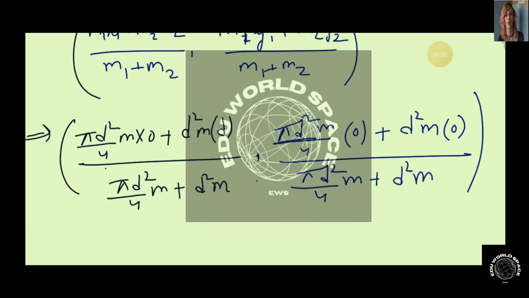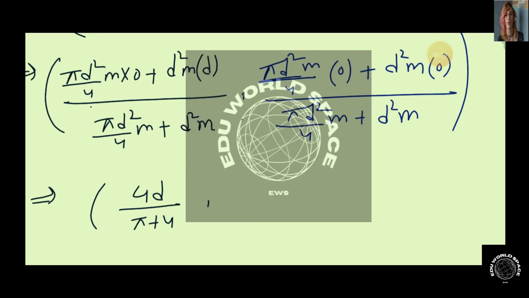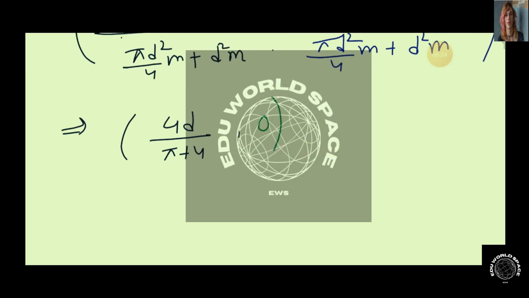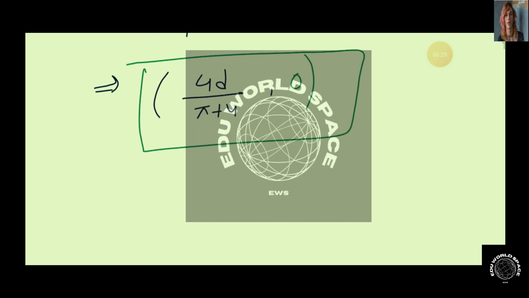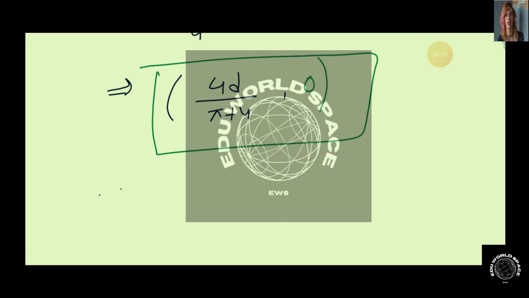Now simplify it. I will get the x coordinate of the center of mass as 4d over pi plus 4, and similarly after solving, the y coordinate of the center of mass is equal to 0. So the conclusion is that the center of mass of the system lies at a distance 4d over pi plus 4 from the center of the circular disc towards the right. So I have solved the question. Thank you.